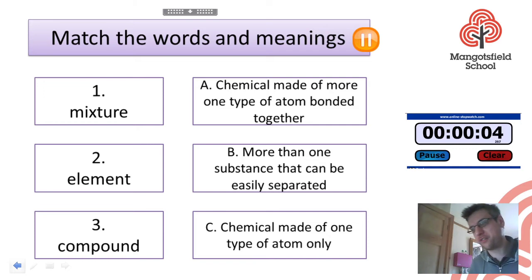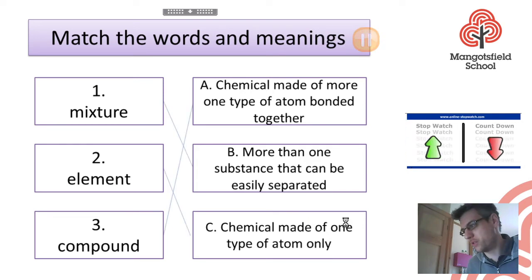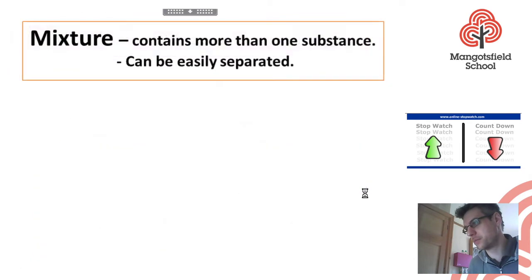Right, we are going to go through the answers to these definitions. Oh, there we go. Which one is which? Right, so 1 was B. A mixture can be easily separated. 3 was A. A compound contains more than one type of atom bonded together. 2 was C. A chemical made of one type of atom only is an element.